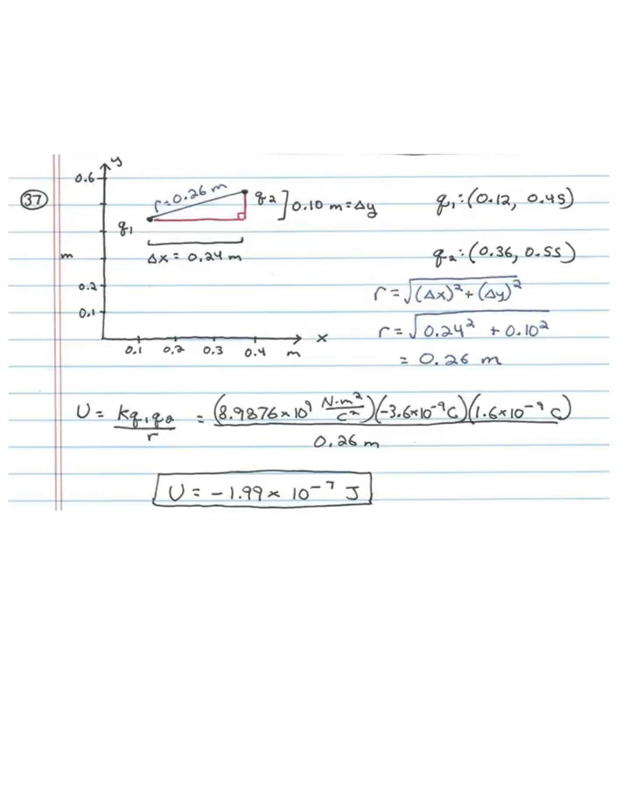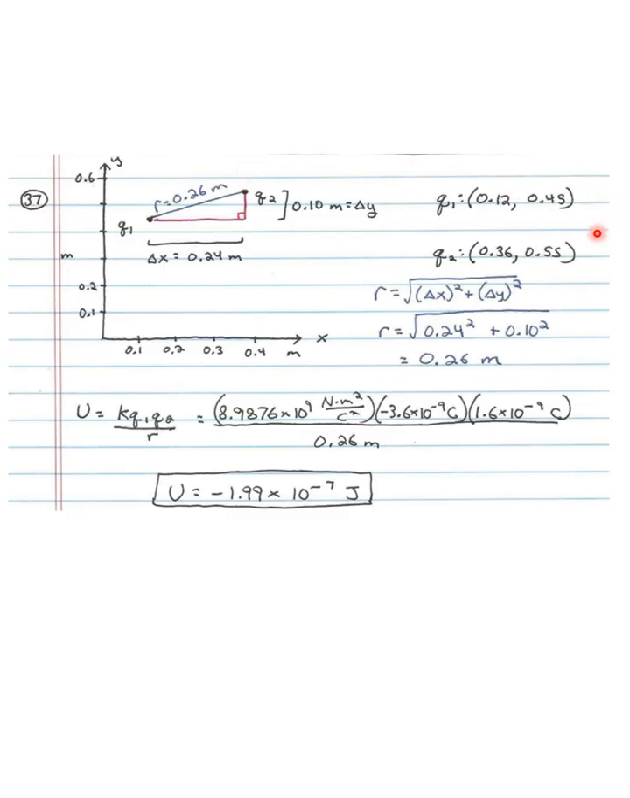Number 37. Find the potential energy of two charges located in the xy plane, and it gives the coordinates of those. Let's look at the picture here. Here I've drawn it on the coordinate plane. There's Q1 and Q2 in the coordinates that are shown, that are listed right here.